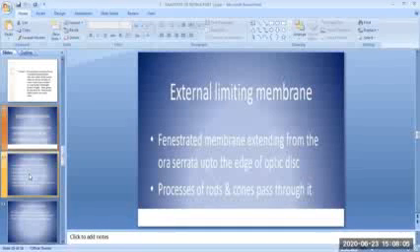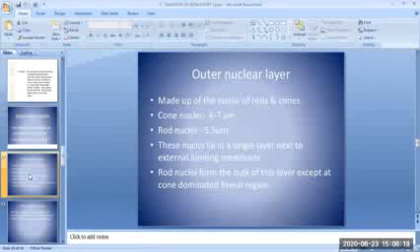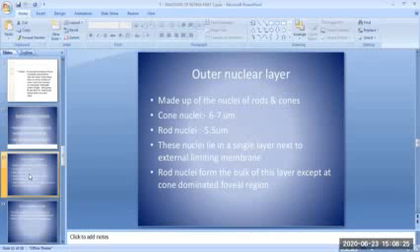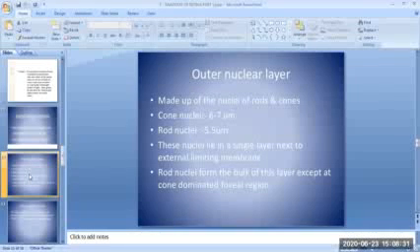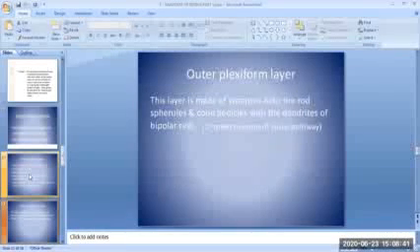The third layer is the external limiting membrane, a fenestrated membrane extending from the ora serrata up to the edge of the optic disc, and the processes of rods and cones pass through it. The next layer is the outer nuclear layer. It is made up of the nuclei of the rods and cones. The cone nuclei are 6 to 7 micrometers, and rod nuclei are 5.5 micrometers. These nuclei lie in a single layer next to the external limiting membrane. Rod nuclei form the bulk of this layer except in the cone-dominated foveal region.